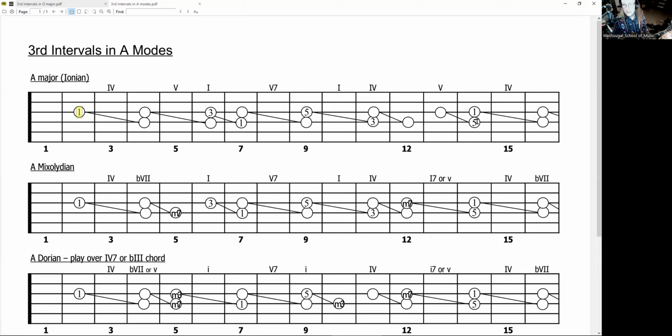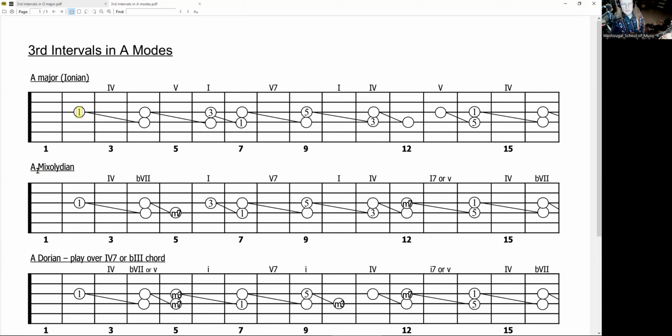And the stop up here, you might make an exception and not do thirds and play the fourth interval here that is comprised of the root with a low fifth. Okay, so that's A major.